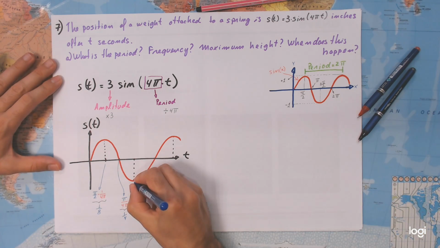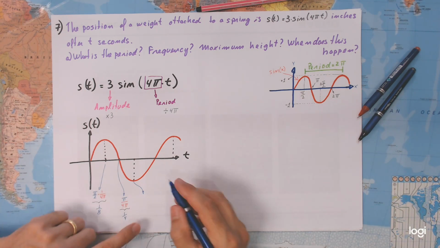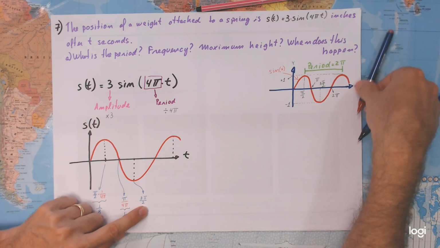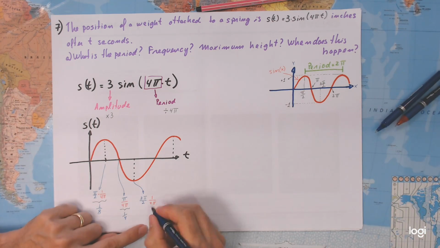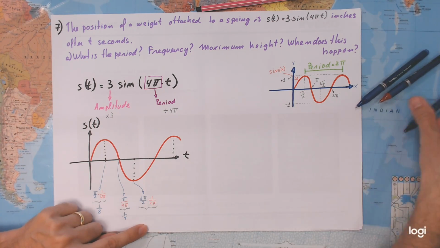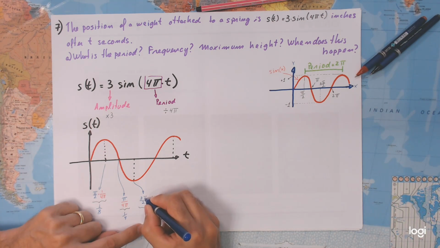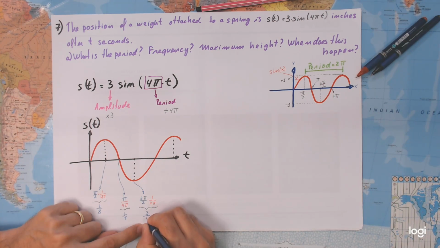This new point, it used to be 3 pi over 2. Not anymore, because now we have to divide by 4 pi. This means that the new value, pi cancels, and we just have 3 over 8.